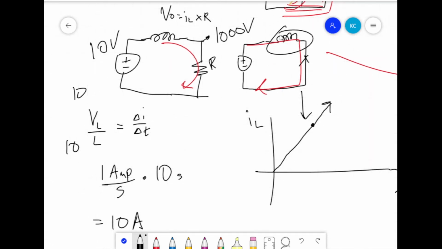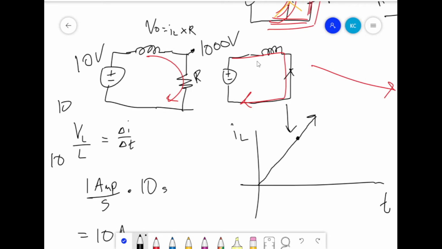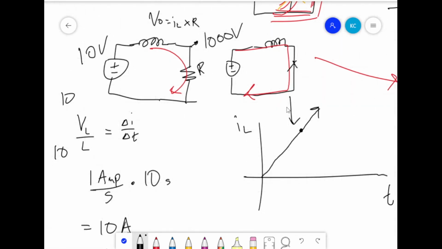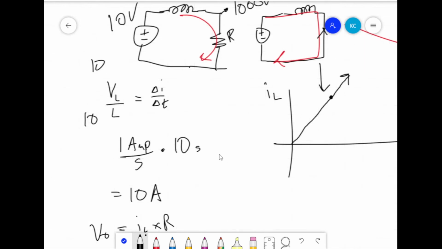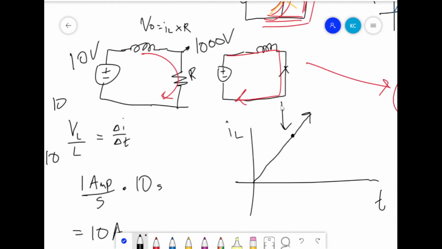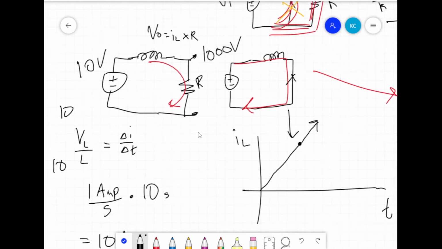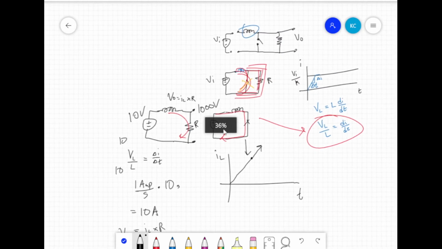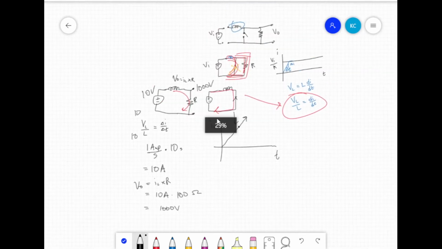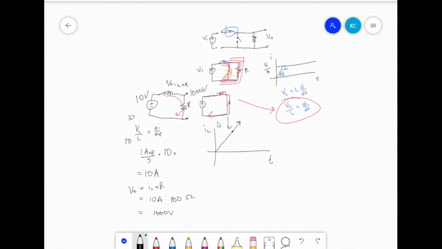Simply by letting this circuit short out, and then due to the inductor's inability to change its current instantly, we've been able to boost up the voltage. I hope that makes sense. This is just an intuitive understanding of how the boost converter works. I'm going to put all of these documents on Patreon if you need to look at them or analyze them by yourself.